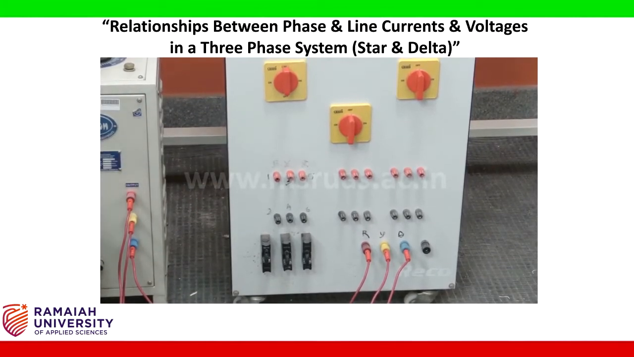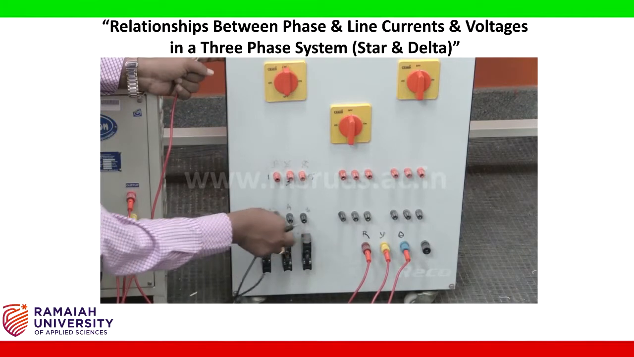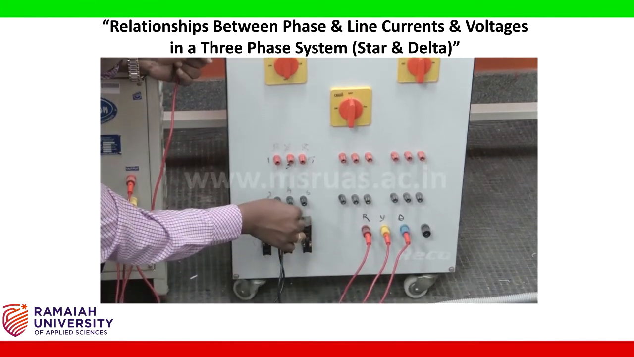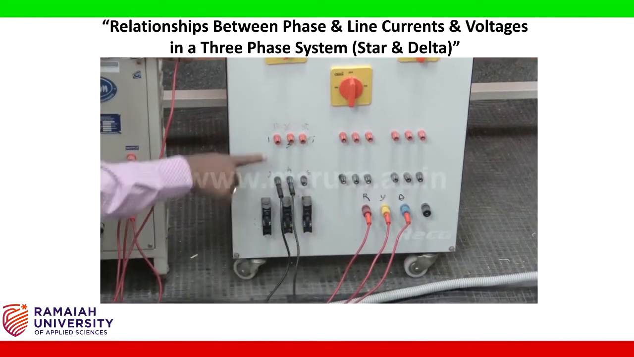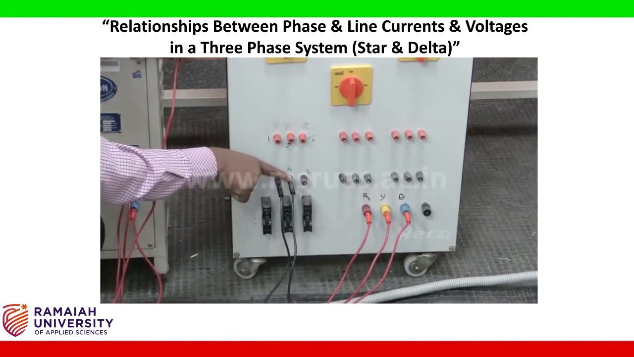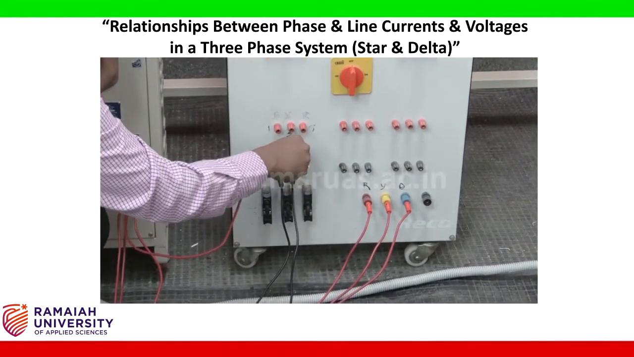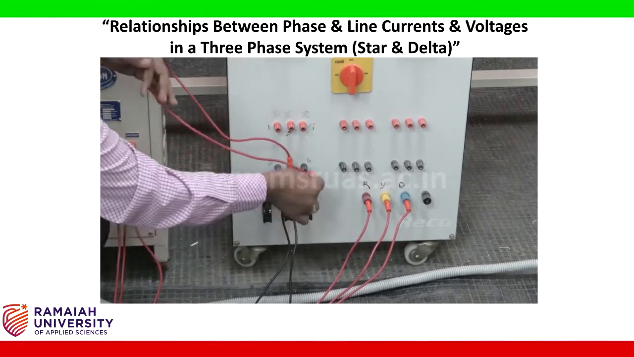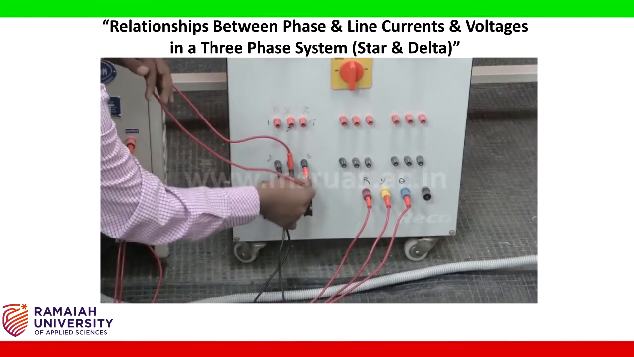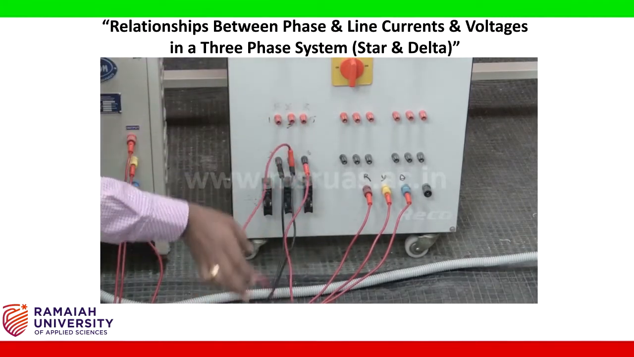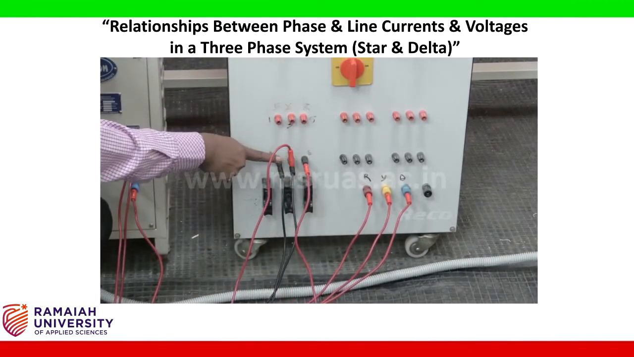Now we know that in the case of the star connection we have to short all the 3 neutrals, that is, we have to short all the 3 black terminals. So here the neutral of R is connected to the neutral of Y, and the neutral of Y is connected to the neutral of B. So this is the star connection of the 3-phase load. All the 3 terminals are shorted here.